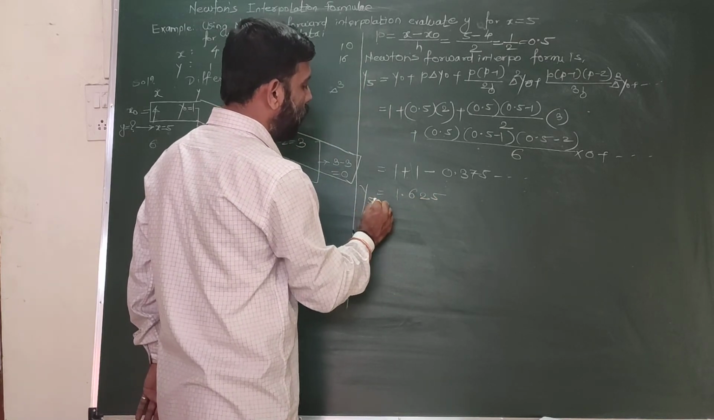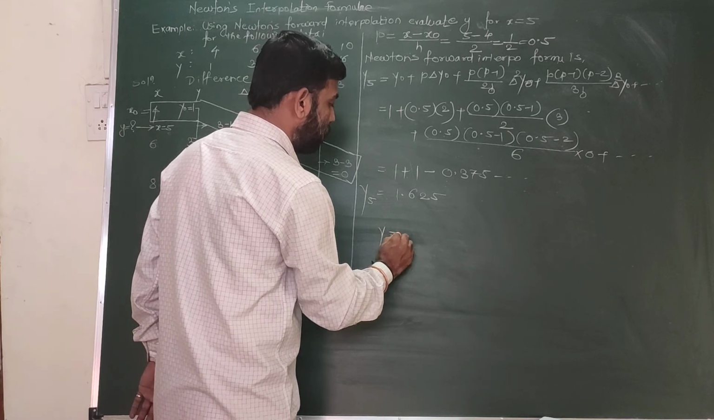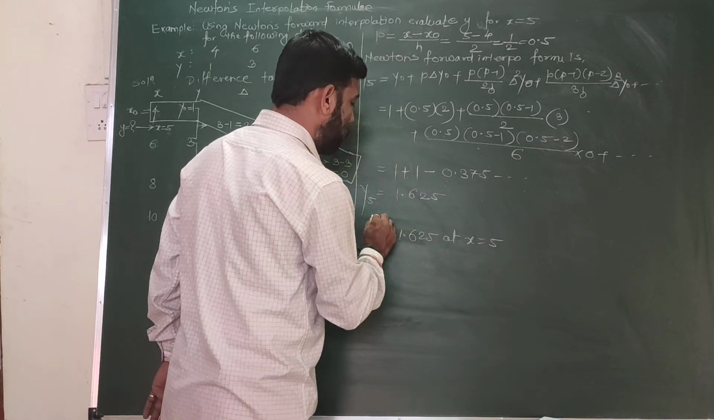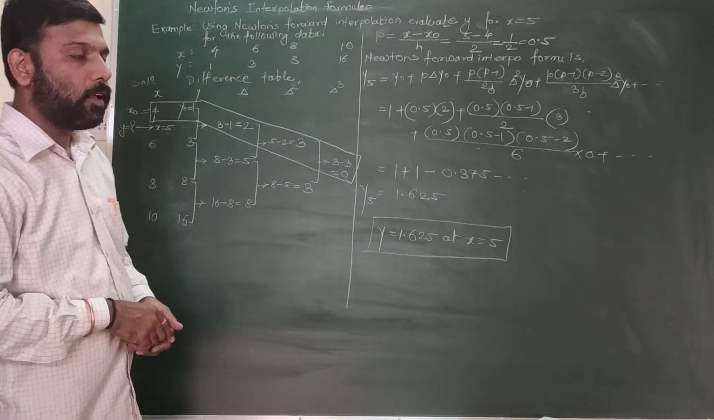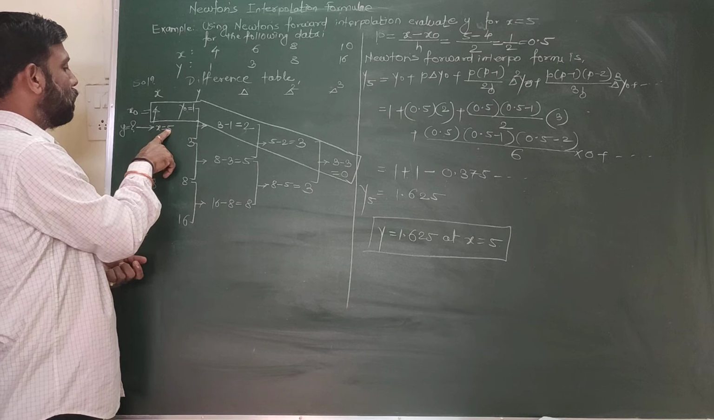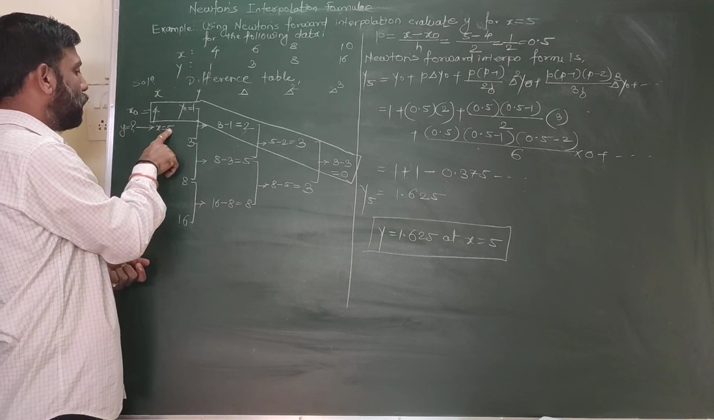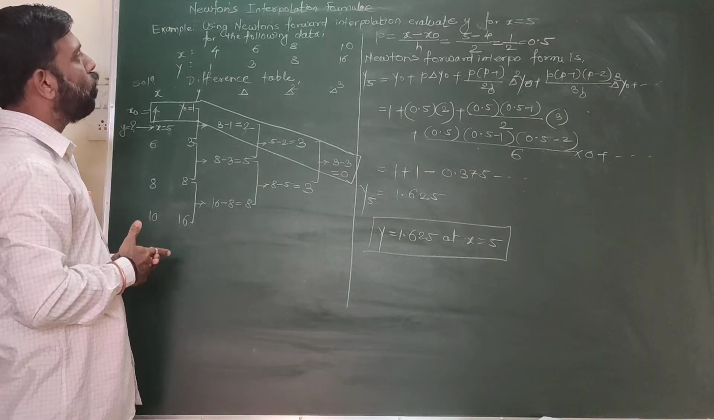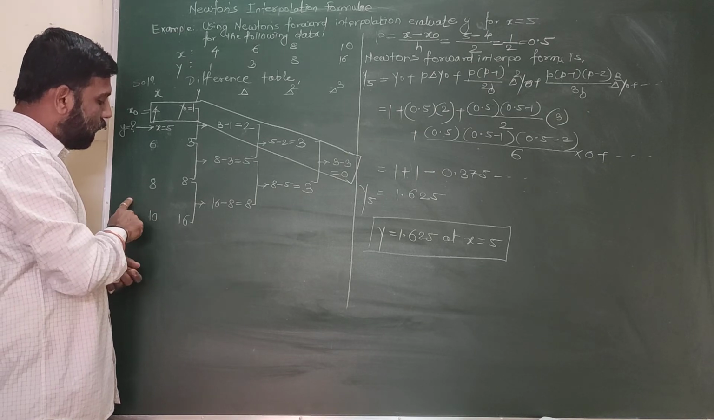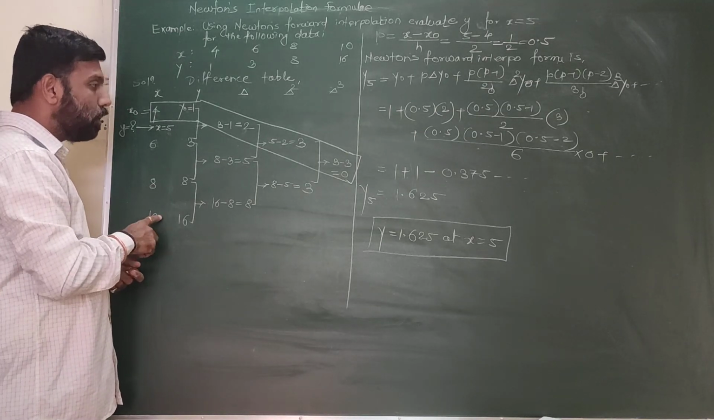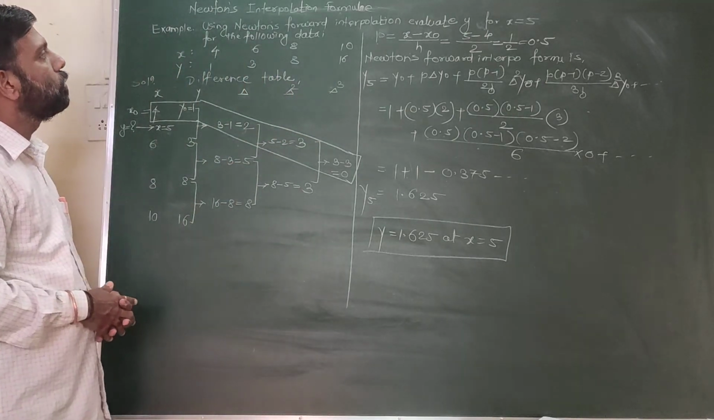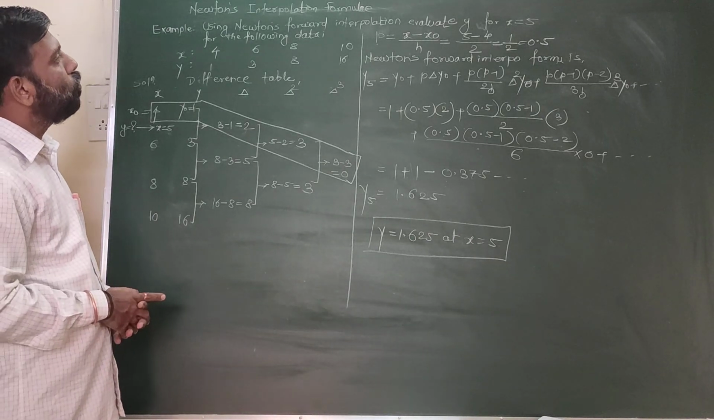So this is the value of y at x equals 5. So we completed the answer. Now see here, this is the data. In that data we found the value of y at x equals 5 by using the forward difference formula. In the same table, if you want to find out the value at 8.59 or like this, it is in this interval, then we use the backward interpolation formula. So we completed one example of Newton's forward interpolation.